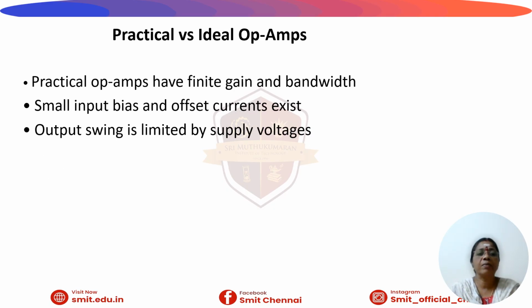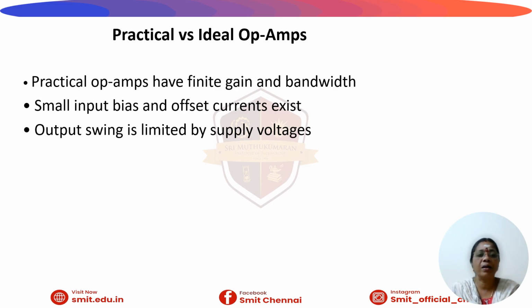Practical versus ideal op-amp. Practical op-amps have finite gain and bandwidth, whereas the ideal op-amp has infinite gain. Practical op-amps have high input impedance, in the order of 2 megaohms for BJT up to 1 teraohm for FET. Then a low output impedance for the practical op-amp, and zero output impedance for the ideal op-amp. Considering bandwidth, practically it is limited, approximately 1 megahertz to 1.5 megahertz, whereas it is infinite for ideal.